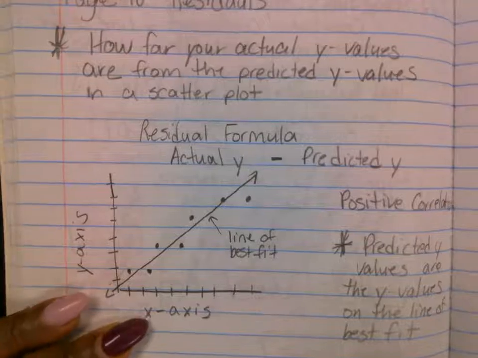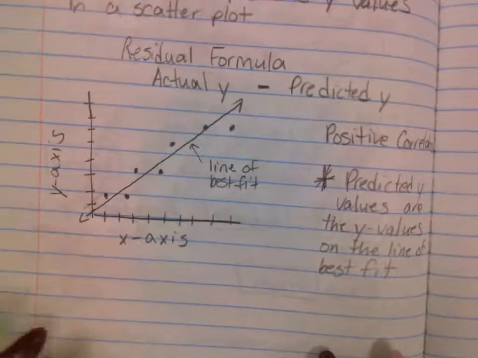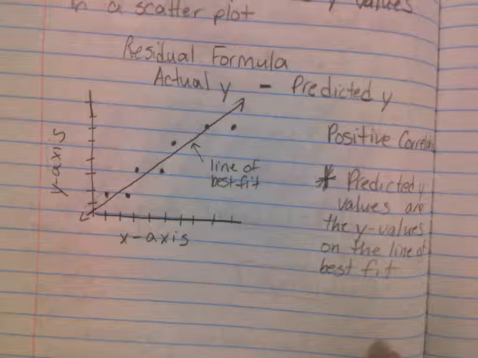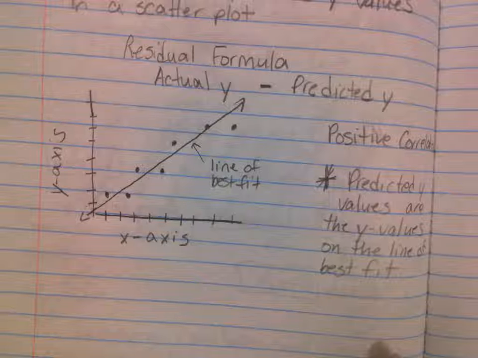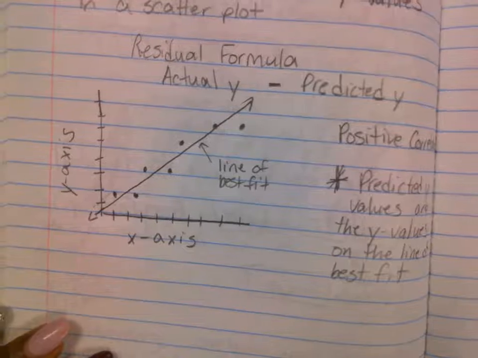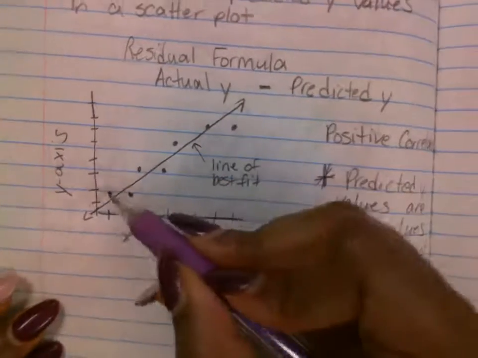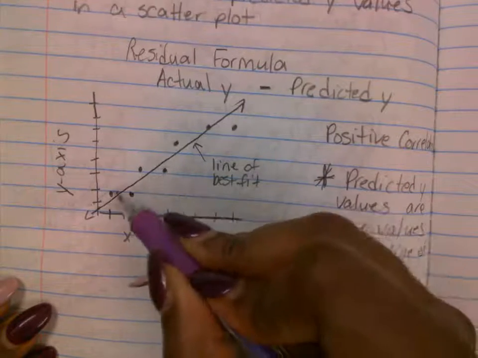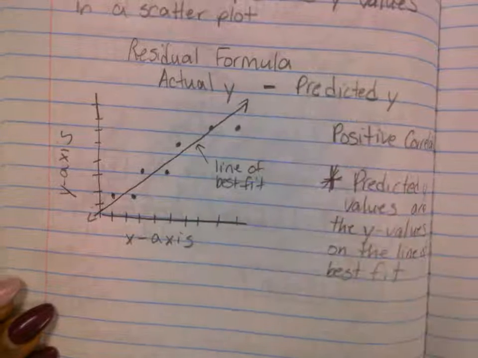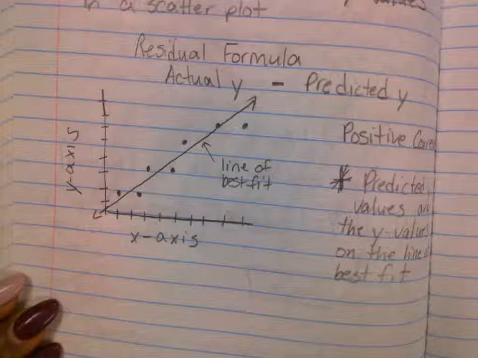Okay. Any questions about that? Okay. Well, what about the actual y values? Your actual y values are given to you. These points right here, they have an x and a y. Well, the y values on these ordered pairs are your actual y. They're given to you. Your actual y values are given to you.